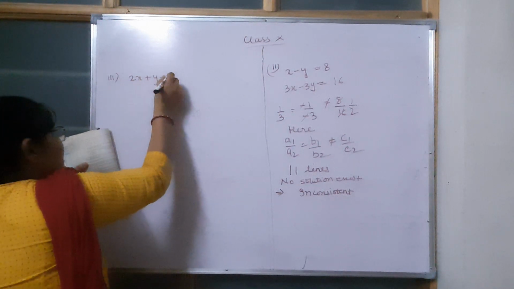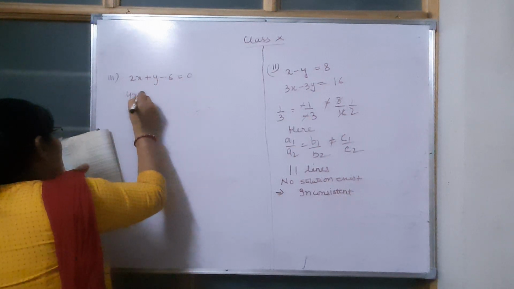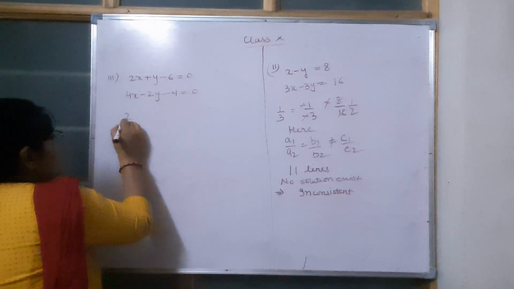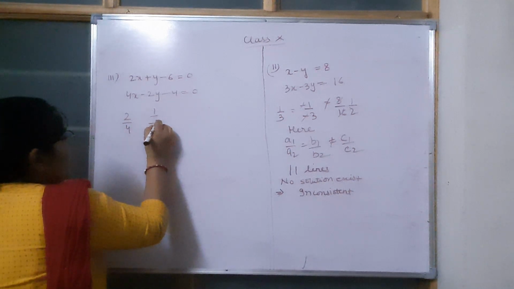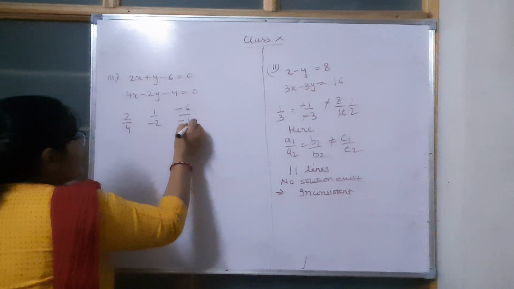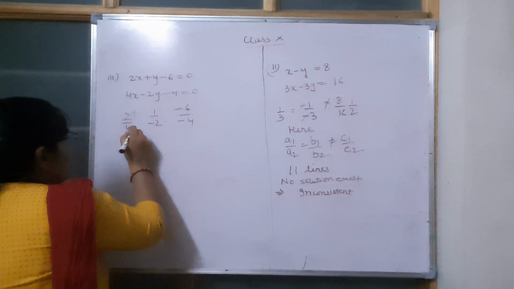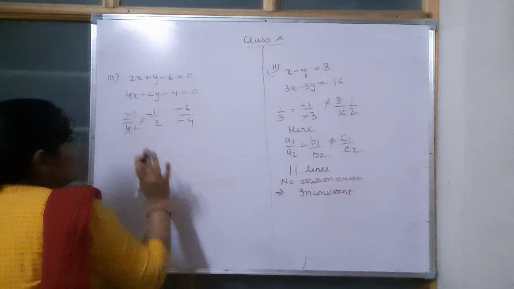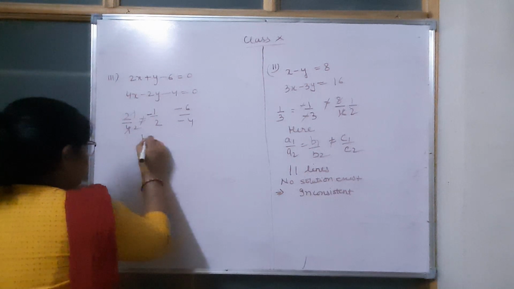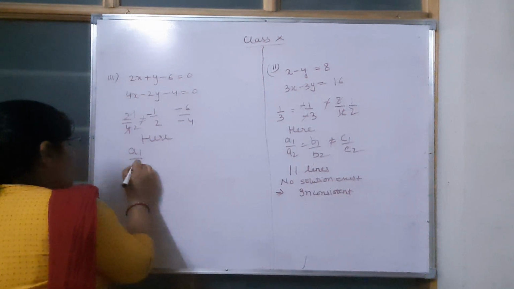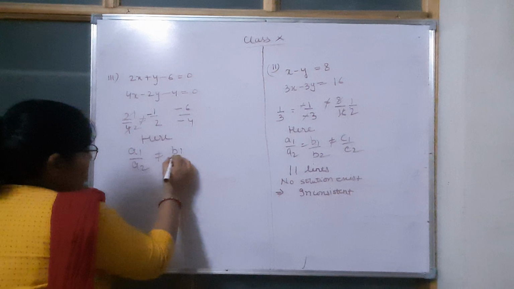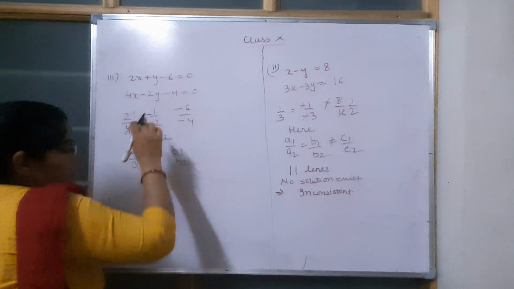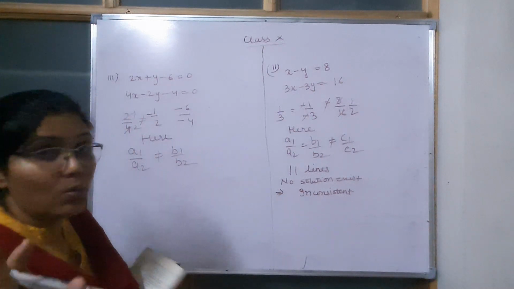Now question number 3. 2x plus y minus 6 equals 0, and 4x minus 2y minus 4 equals 0. So just look here. This is 2 upon 4, 1 upon minus 2, minus 6, minus 4. Here 1 upon 2 is not equal to minus 1 upon 2. I hope everybody understood. 1 upon 2 and minus 1 upon 2 are different. So here a1 upon a2 is not equal to b1 upon b2. This was 1 upon 2 and this is minus 1 upon 2. They cannot be equal. Okay.